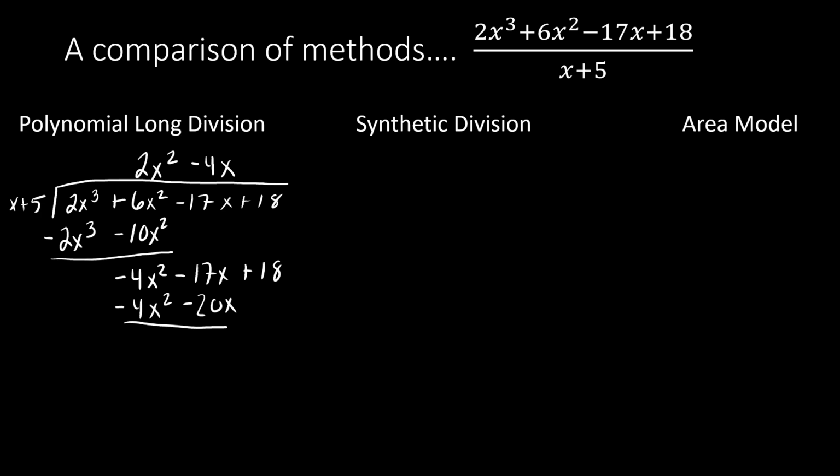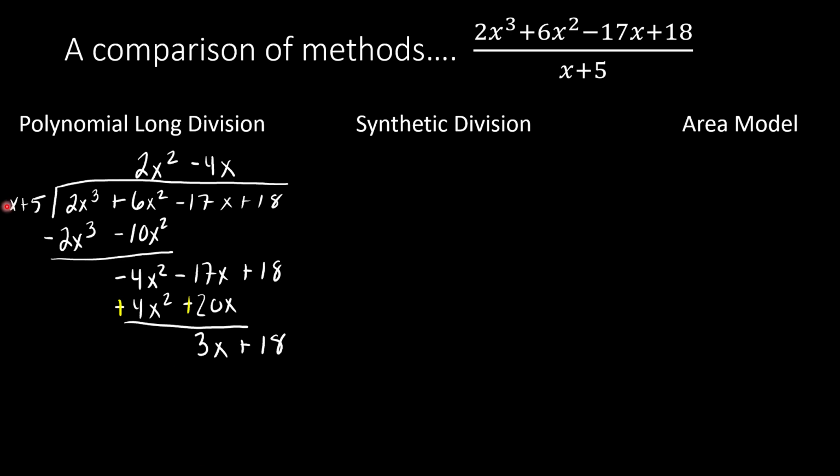Now here's where it gets a little weird. We need to subtract, but we are in fact subtracting a negative. When we subtract a negative, that is the same as adding. And so negative 4x squared plus 4x squared is 0. Negative 17x plus 20x is 3x, and we'll bring down that 18.